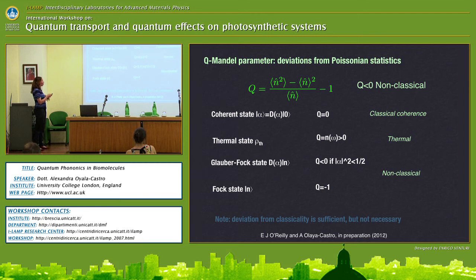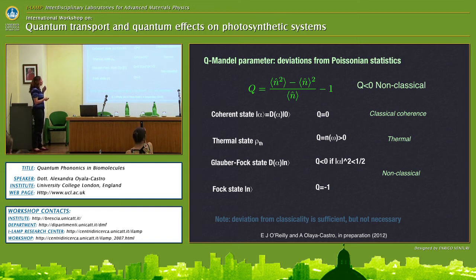But in the case that you have a bosonic field, this Mandel parameter compares the variance of the number particle operator in comparison with the mean. So if this parameter is 0, which means that the mean is equal to the variance, then what you have is your coherent state, and you describe that as a classical coherent state.